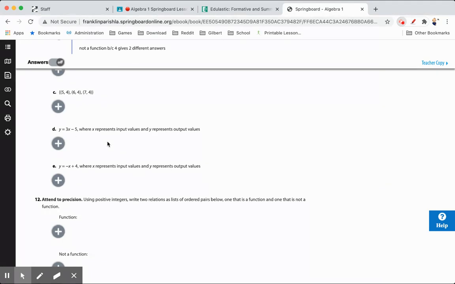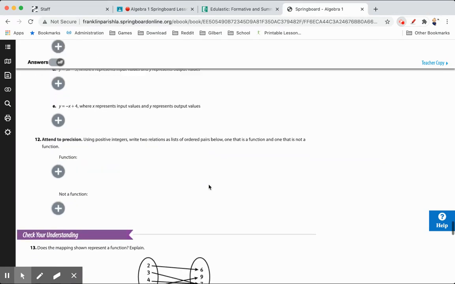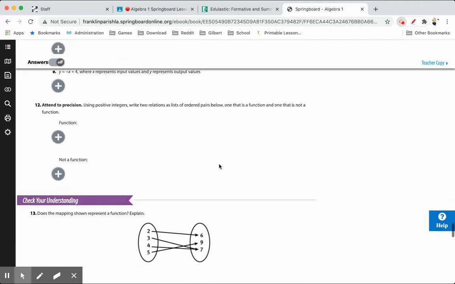Okay. Similarly for E, y equals -x plus 4. Every number I put in for this x, 0, it'll be 4. 2, -2 plus 4 is positive 2. If I put in negative 2, that's positive 2 plus 4 is 6. Every number I put in will give me a different number coming out. So those are functions. There's another bell.